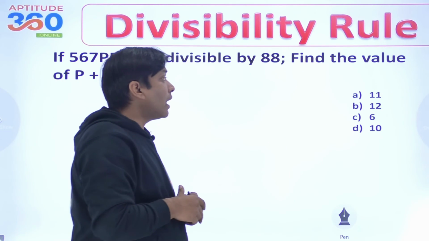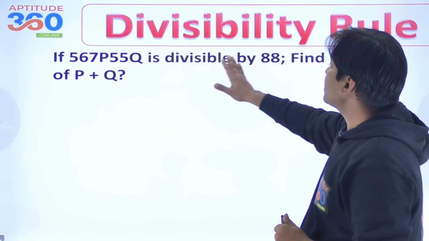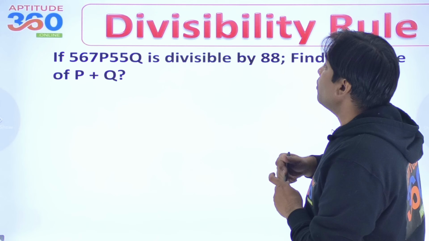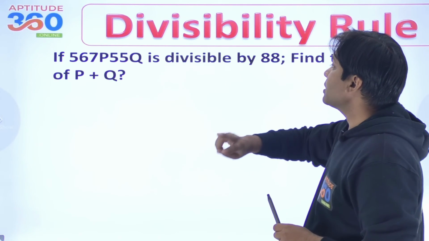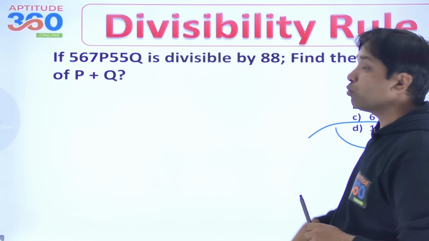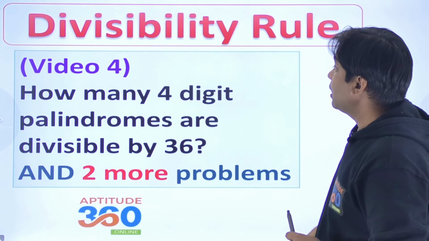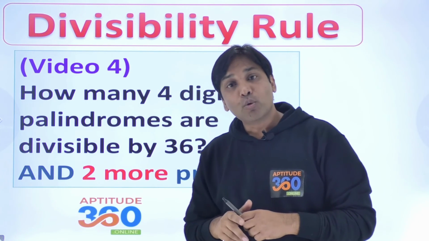Let us move to the next problem and try to do it on your own. That problem says that 567 is divisible by 88. Now you have done this, we did it on the very first page, right? And the answer that we had got was 10. I hope that you remember this problem, and I am going to see you in video number 4.